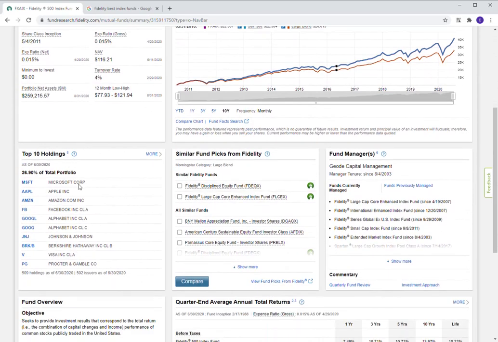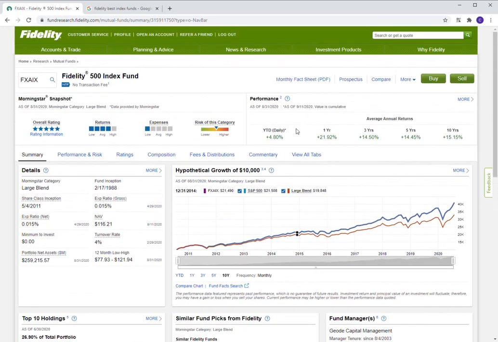So this is just a bit of quick research you can do when you're trying to compare funds. And when you scroll down a little further, they'll always give you the top 10 holdings of a particular fund, meaning the biggest 10 stocks in that fund. And we see the big boys. We see Microsoft, Apple, Amazon, Facebook, Google, Johnson & Johnson, Berkshire Hathaway, Visa, and Procter & Gamble. And it tells us that as of June 30th, it had 509 holdings. So that's about how many different companies are in that fund. Pretty cool.